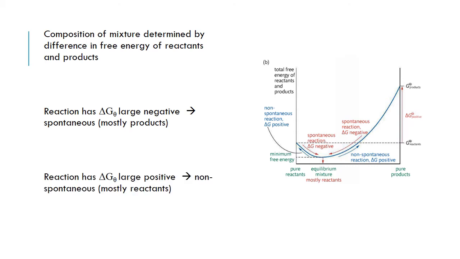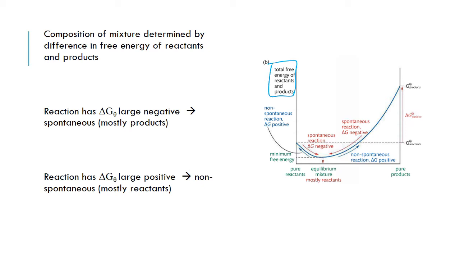The composition of the mixture is determined by the difference in your free energy of reactants and products, right? If the reaction has a large delta G negative value, it's spontaneous and it's going to move mostly to products, as we saw in the previous graph. If the reaction has a large delta G positive value, it's non-spontaneous and it's going to go towards the reactants, and that's what this graph is showing you.